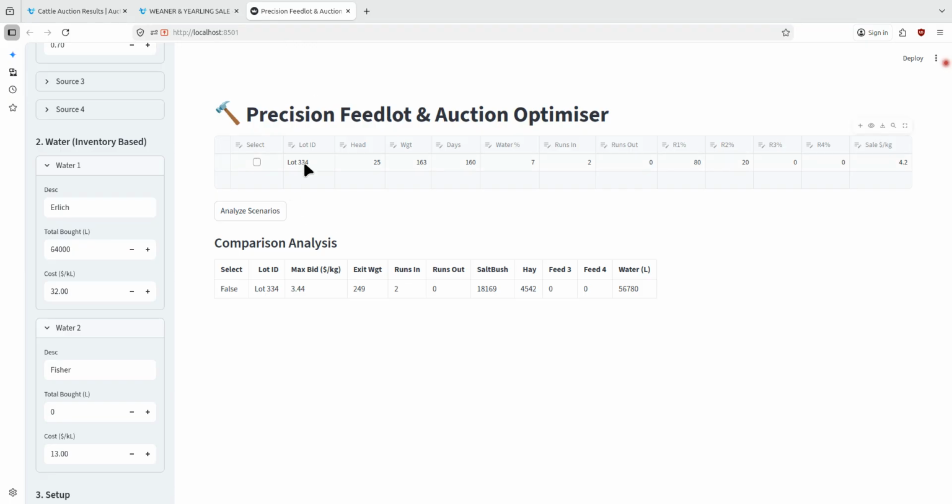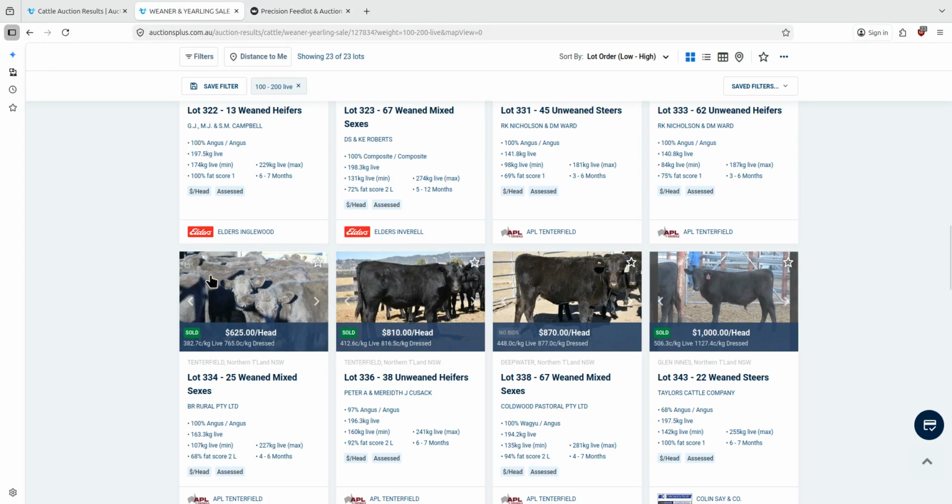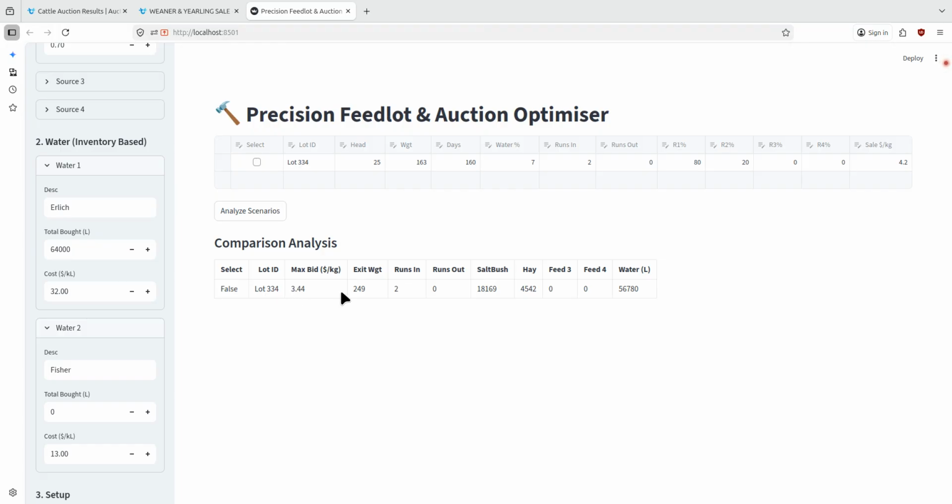So lot 334, 163 kilos. There's 25 head. That's 25 weaners, mixed sexes. So that's that one there at that weight. Predicted days I want to have them on the feeding for. The 7% of water is based on body weight. That body weight starts at 163 and goes up to 249.